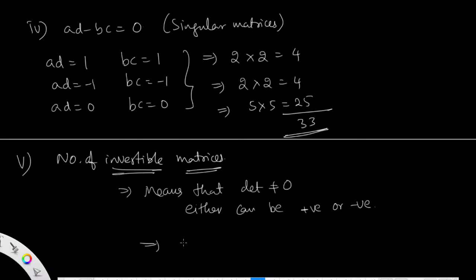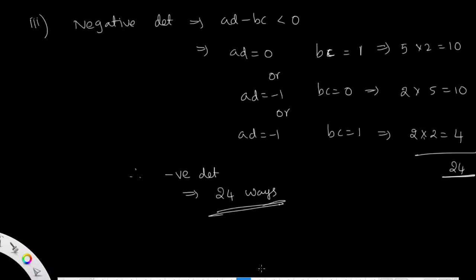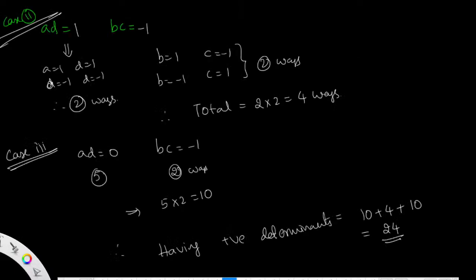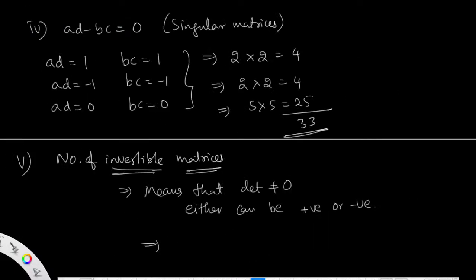So for negative determinant we got 24, and for positive we also got 24. Therefore 24 plus 24, we get 48 invertible matrices. This is the basic formula, and then only we get the answer.